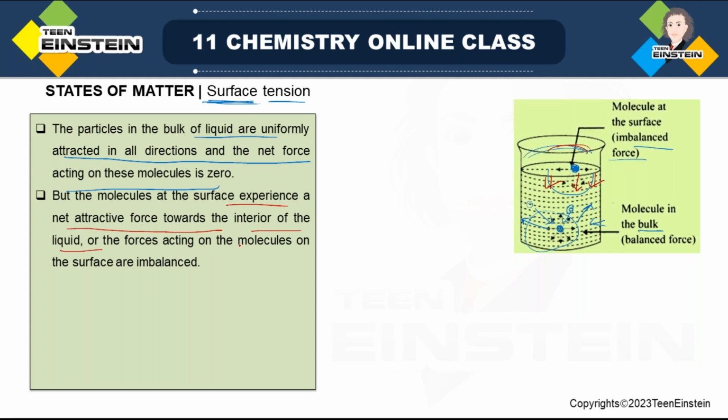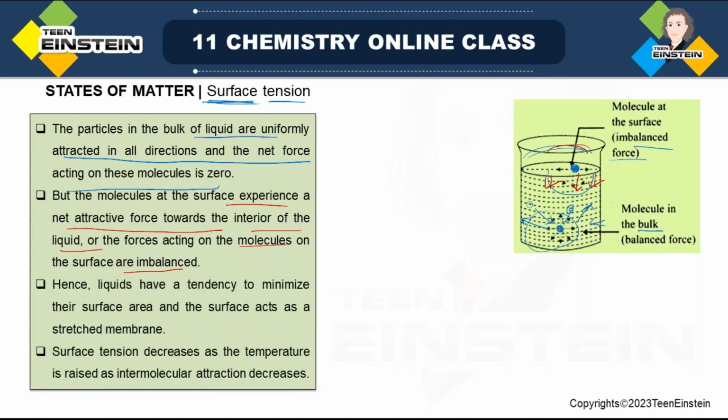So the forces acting on the molecules on the surface are not balanced. That is the difference between a molecule at the surface and one in the bulk. Hence, liquids have a tendency to minimize their surface area. As there is an inward pull always going on, they will try to minimize their surface area because any substance always tries to become more stable, as stable as possible.